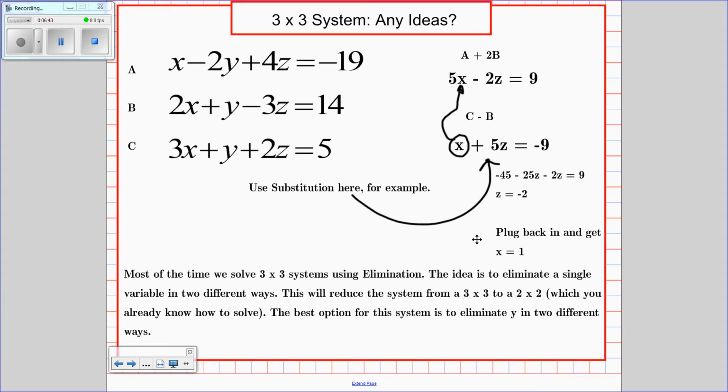Now that I know what x and z equal, I can plug them in to any of a, b, and c and get an answer for y. Do that now and solve this system. You should check your answers by plugging in like we did earlier.